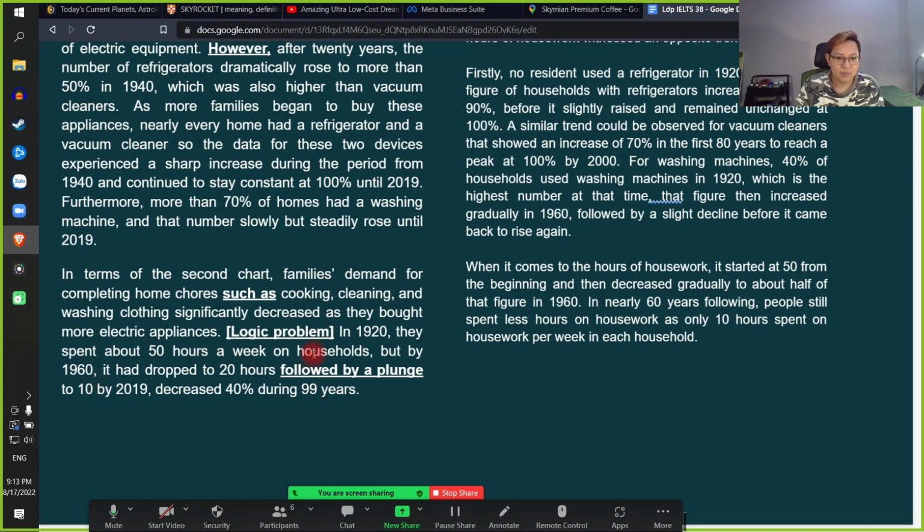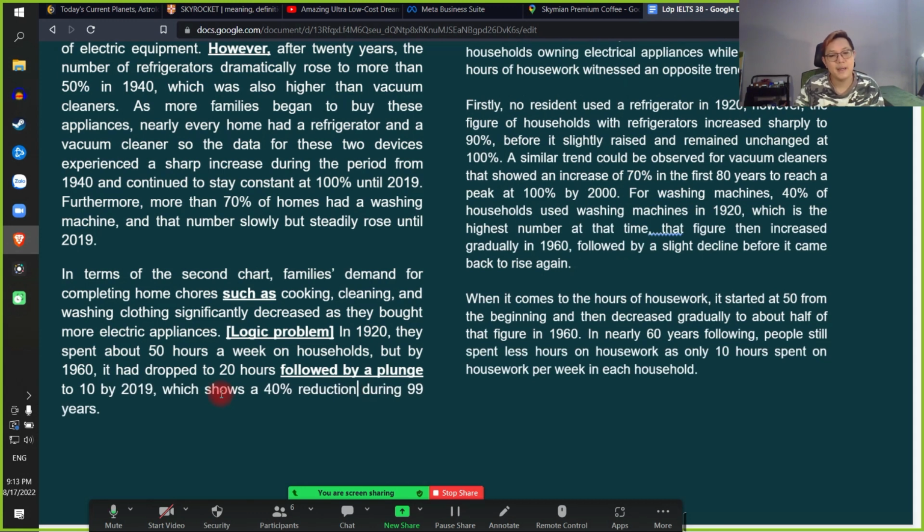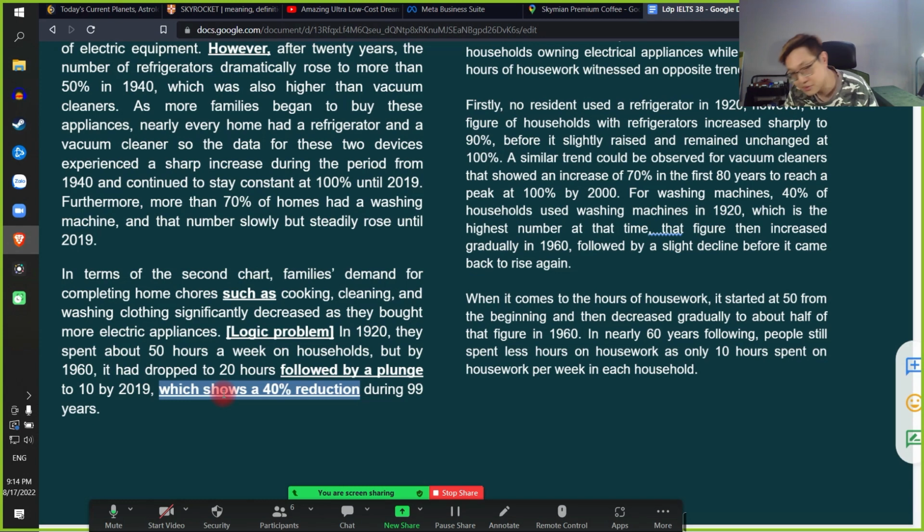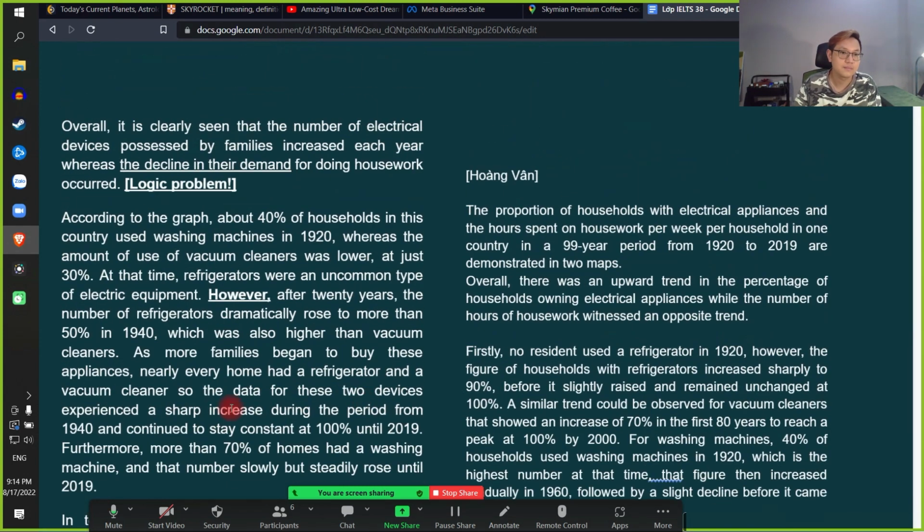You used a lot of verb forms up here, so here we should change it a bit for variety and use a noun form. So, you use a lot of verbs already, so now maybe try to use a noun form. Which shows a 40% reduction. Which shows a 40% reduction during 99 years.